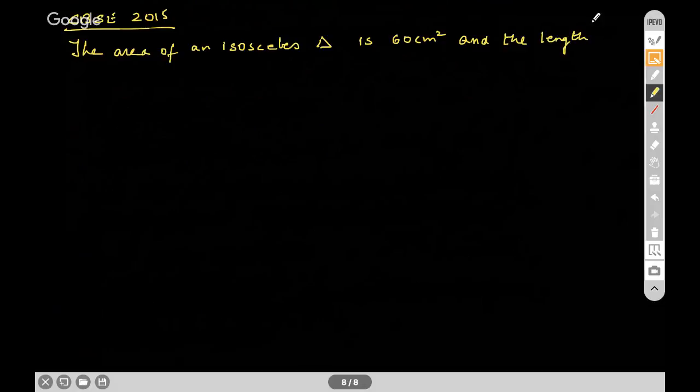2015 question. Now this question says the area of an isosceles triangle is 60 centimeters squared, and the length of each one of its equal sides is 13 centimeter. Okay, find its base.